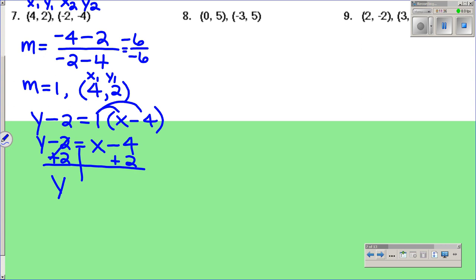Okay, and that's going to simplify to y equals x minus 2. So your final equation is y equals x minus 2.